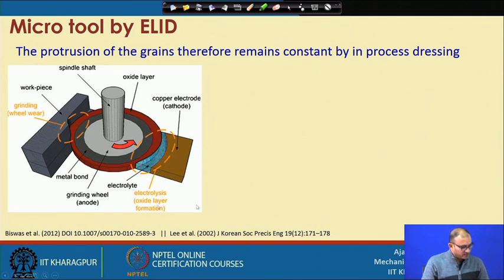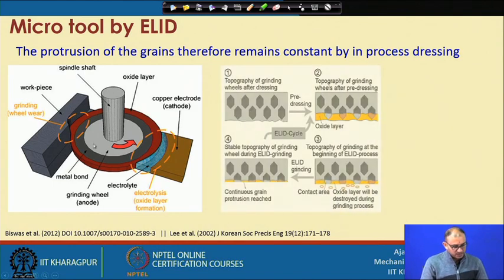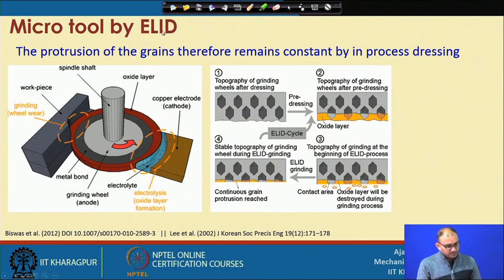This is the way it happens: at one location it is doing machining, and at the other location it is doing dressing. So, continuously you are getting the resharpening of the edges, and every time the protrusion remains constant, and you are getting good machining capability. This is the way this particular process works.